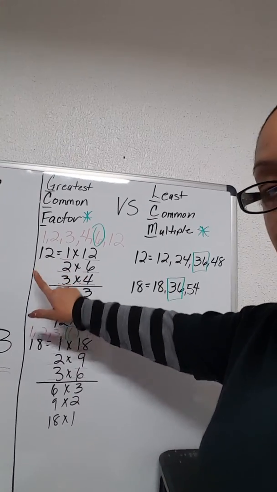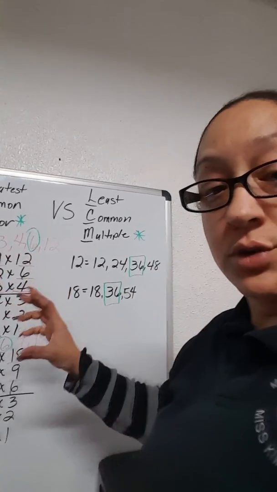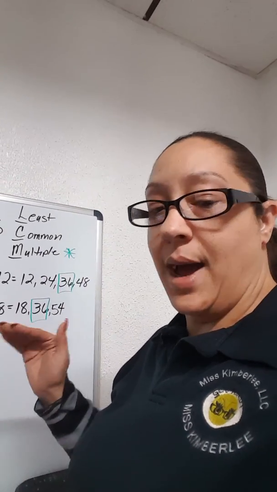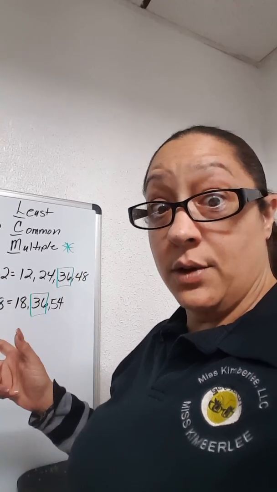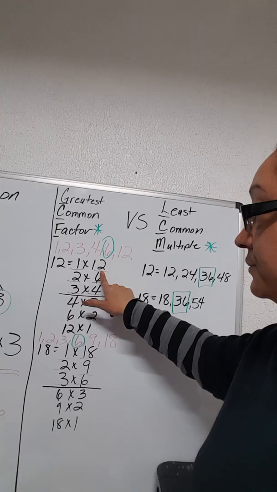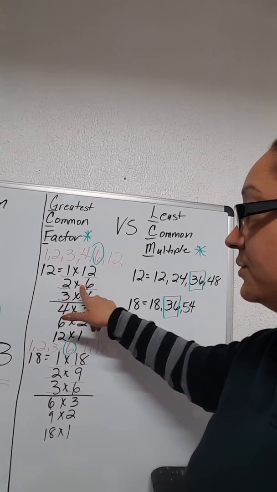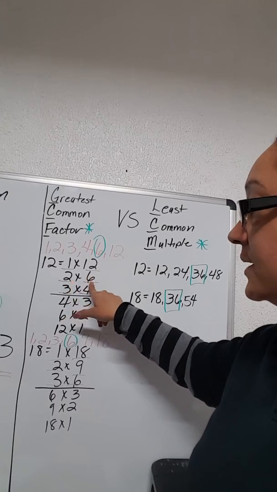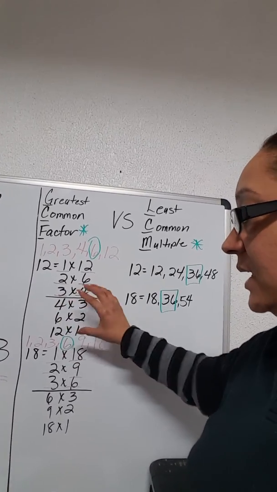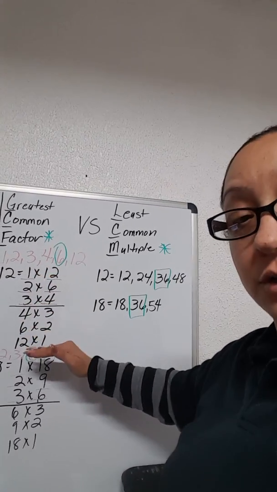So I'm working with 12 and 18. Remember, factors are the two numbers that you're going to use to multiply to get 12. So your highest number should be 12. If you notice, 1 times 12, 1 and 12 are the factors. 2 times 6, 2 and 6 are the factors. 3 times 4, 3 and 4 are the factors. And then eventually, whatever number it is, it'll flip.